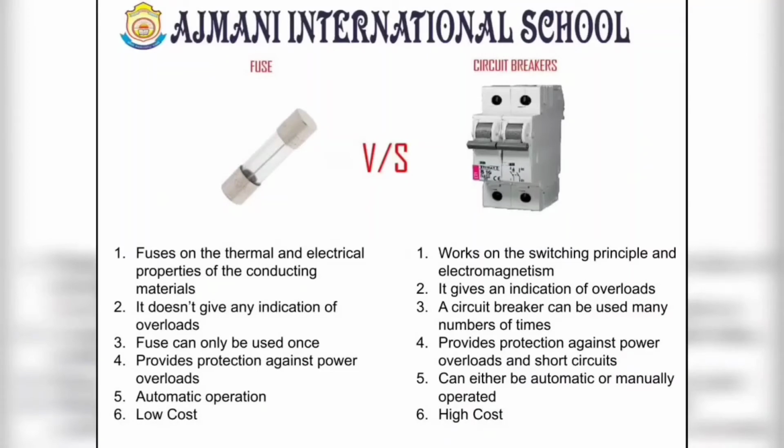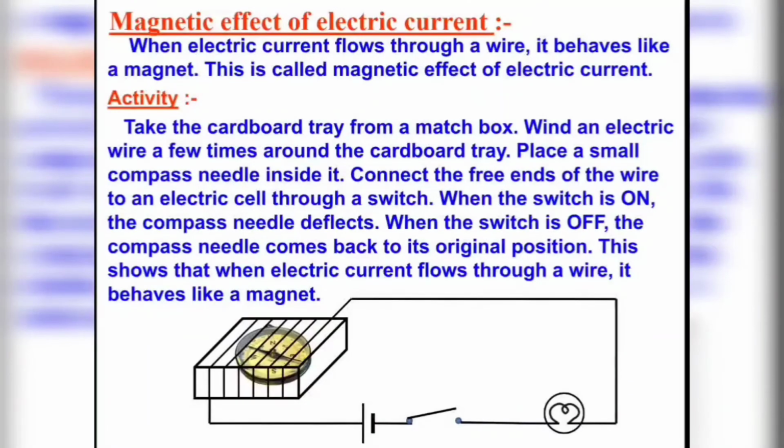Fuse can be used for protection against power overloads, whereas the MCB provides protection against power overloads as well as short circuits. So it is actually very beneficial. Fuse works on automatic operation, and MCB can be controlled manually as well as with automatic operations. The fuses are very cheap, whereas the MCBs are high in cost because they can be used multiple times.